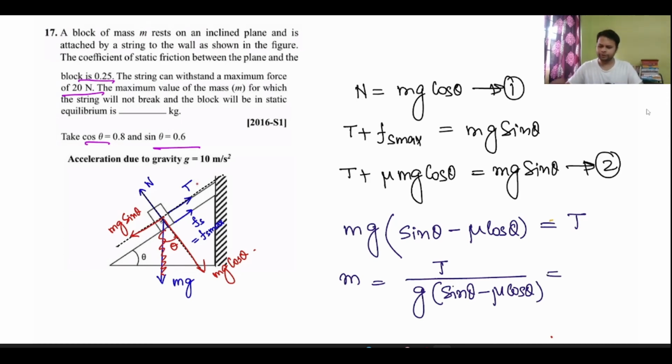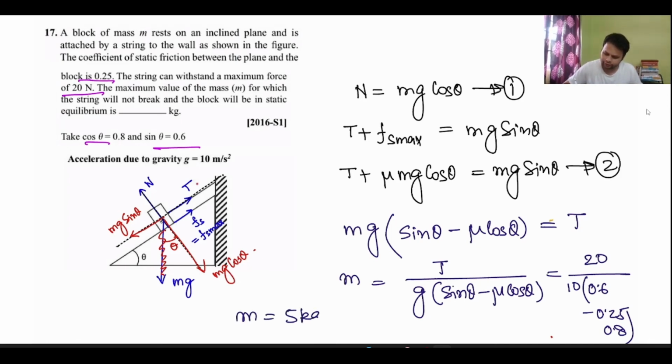So if I substitute the value, T is equal to 20 divided by 10, and sine theta is 0.6 minus 0.25 into 0.8. So if I substitute the values, it will become 2 divided by 0.6 minus 0.8 into 0.25, which is 0.2, which is coming out to be 5. So what is the value of mass? Mass m is equal to 5. So the maximum load, maximum mass that can be kept without the string breaking is 5. I hope this question is clear to you. Let us now move on to the next question.